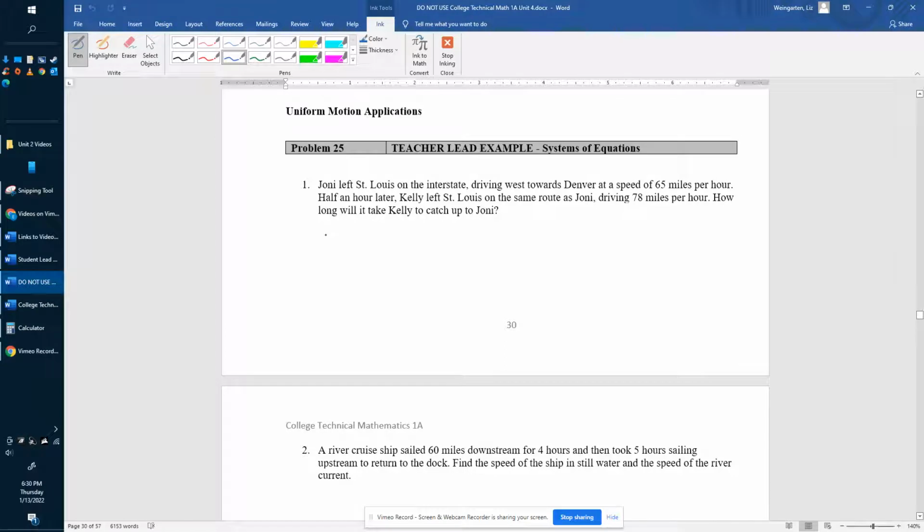Joni left St. Louis on the interstate, driving west towards Denver at a speed of 65 miles per hour. Half an hour later, Kelly left St. Louis on the same route as Joni, driving 78 miles per hour. How long will it take Kelly to catch up to Joni? So let's see, we have Joni.